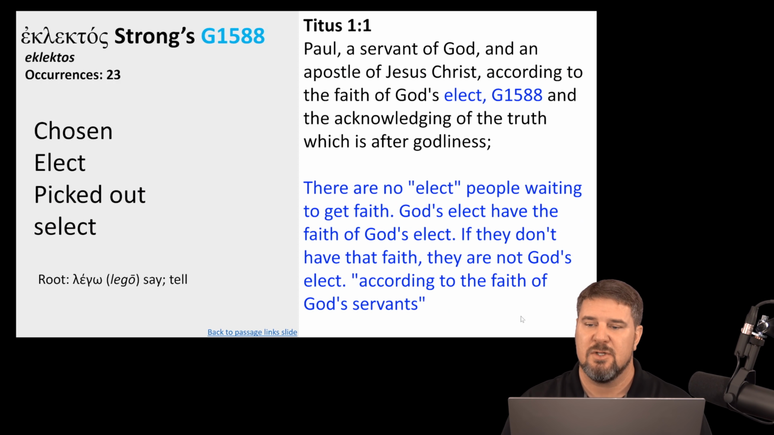Titus 1:1, Paul, a servant of God and apostle of Jesus Christ, according to the faith of God's elect and the acknowledging of the truth which is after godliness. There are no elect people waiting to get faith. God's elect have the faith of God's elect. If they don't have that faith, then they are not God's elect. According to the faith of God's servants is another way to think of that.